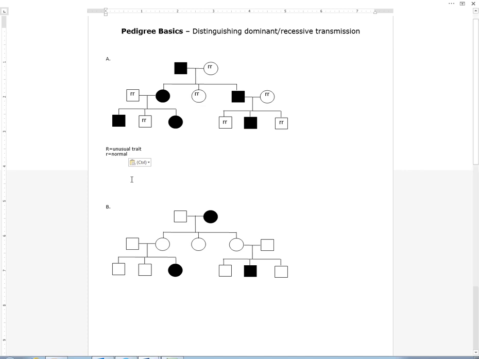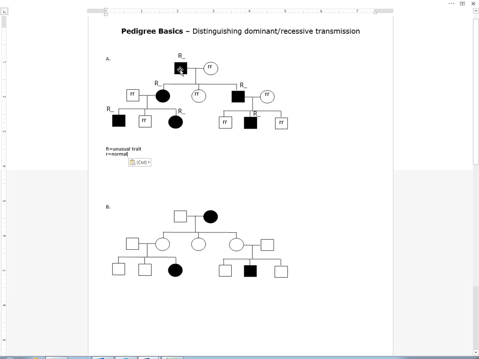For the shaded individuals, we know they have to have at least one big R that's being passed down through the family. But then the question is, for example, in this first generation individual, are they big R big R or big R little r? In order to answer that question, you can either look at that individual's parents, and in this first generation case we don't have that information, or you can look at their children.